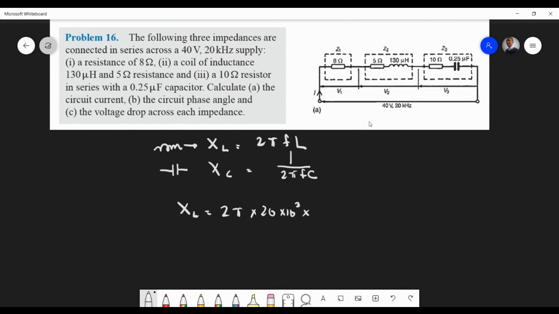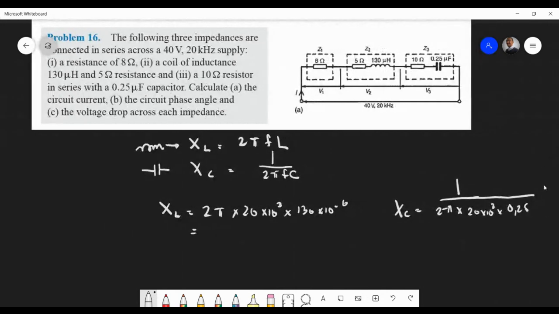2 pi that times 130 times 10 to the negative 6. Okay, so someone can give me that answer. And then when you work out your capacitive reactance, it'll be 1 over 2 pi times 20 kilohertz times 0.25 microfarad. So that's times 10 to the negative 6.